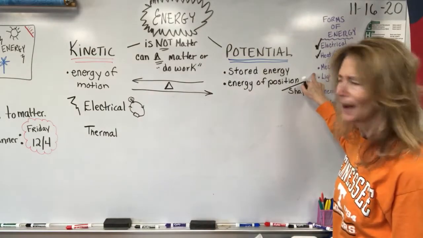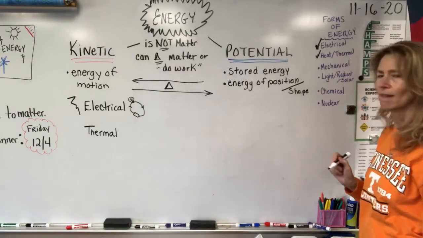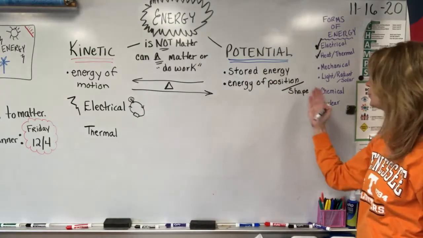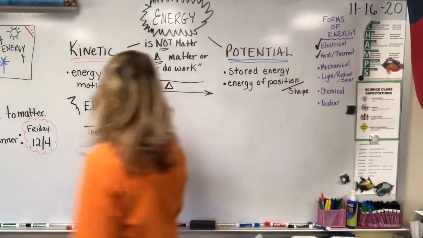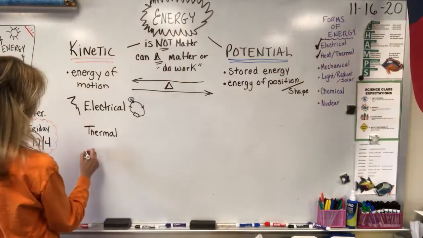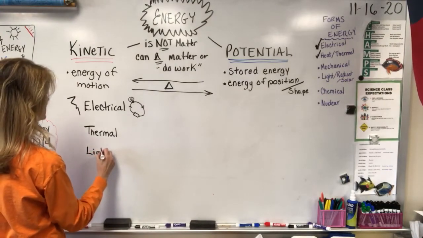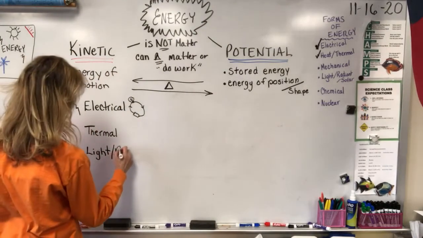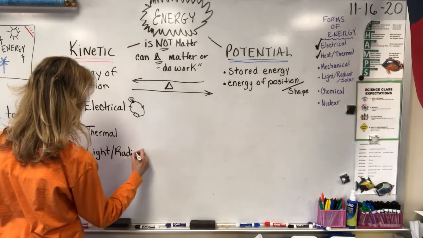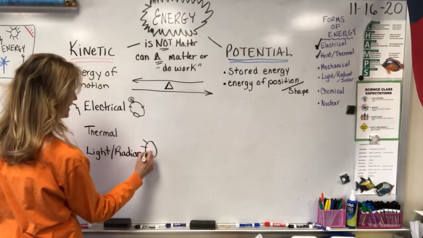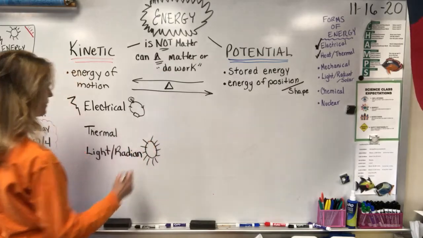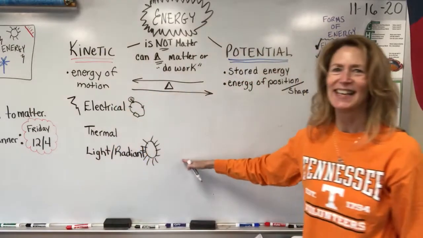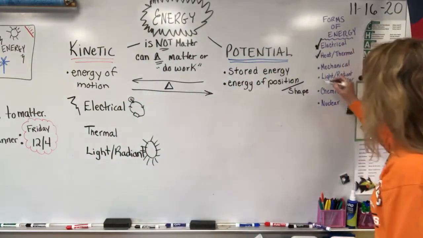Mechanical I'm going to save for last, so I'm going to jump to light. Light energy, kinetic or potential? Does it move or not? Well, light sure does move. It moves at the speed of light, 186,000 meters per second. That's pretty fast. So it's definitely traveling. Light travels 93 million miles to the Earth from the sun. So it is a moving form. It is kinetic energy, light. All right.